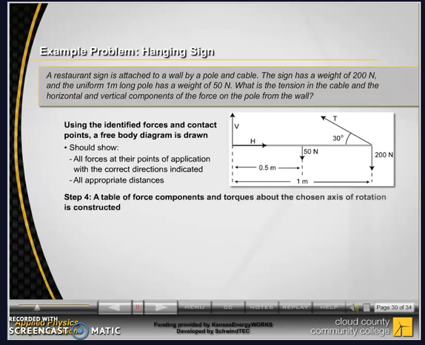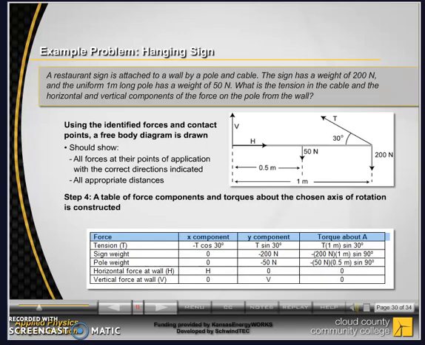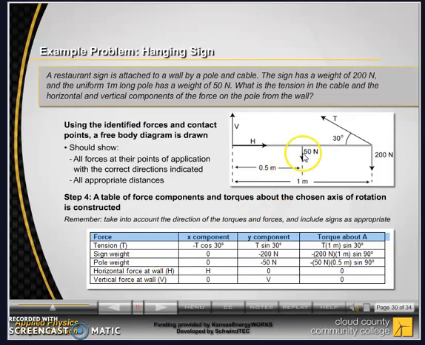So in step 4, a table of force, components, and torques about the chosen axis of rotation is constructed. Remember to take into account the direction of the torques and forces, and include signs as appropriate. The table for this example is shown here.